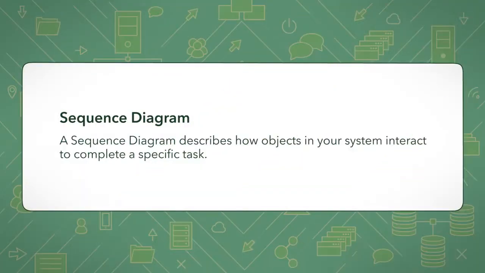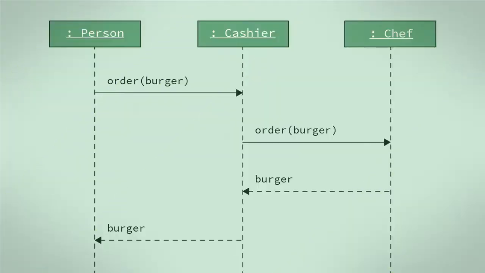A sequence diagram describes how objects in your system interact to complete a specific task. Think back to the burger example. All those interactions between the different people were needed so that person could get a burger. This is similar to how objects will interact to complete a given task.